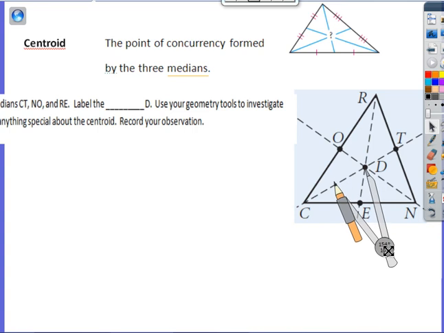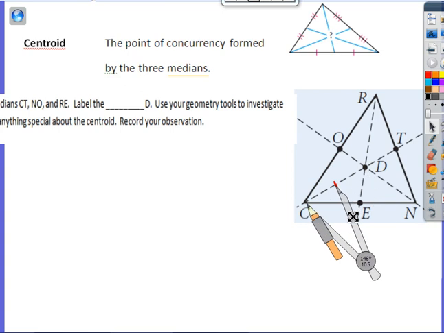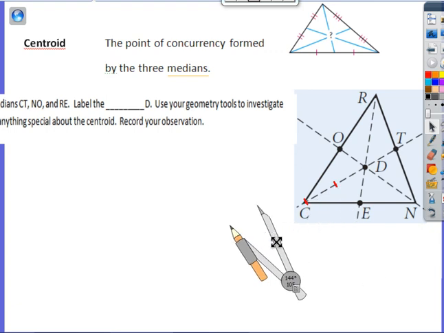Okay? Then I go to point D. I stay on that same line and make a little mark. And I go to that mark and I make this mark, and I see that CD is 2 times DT. What's happening is the longest side of a line in the median is twice the length of the shortest side.